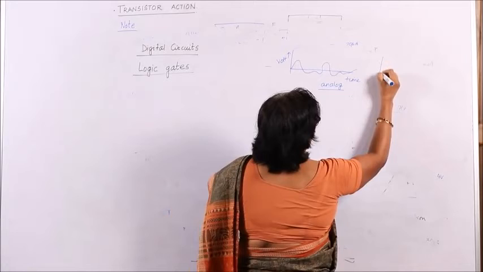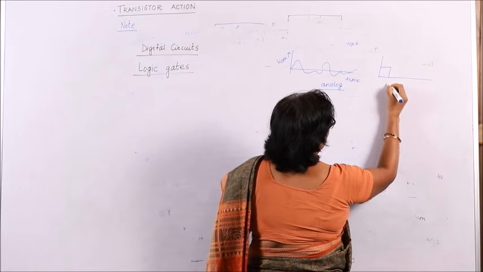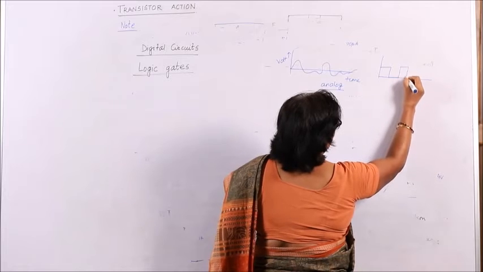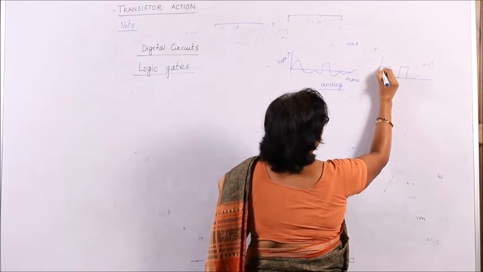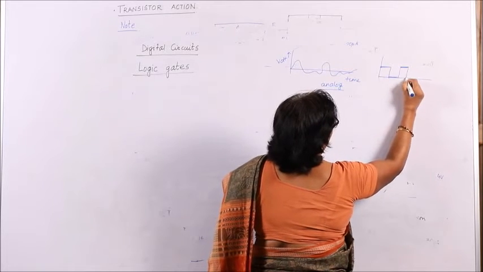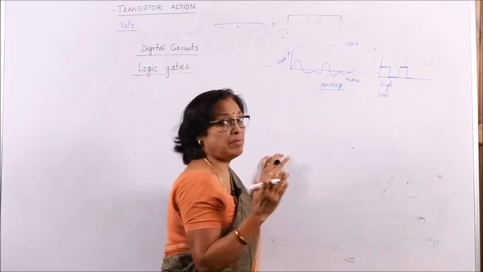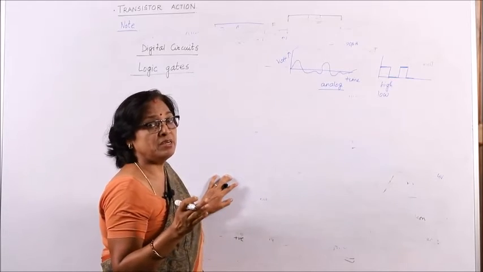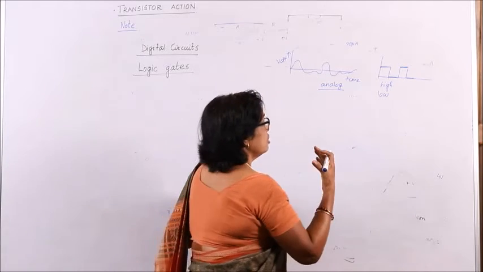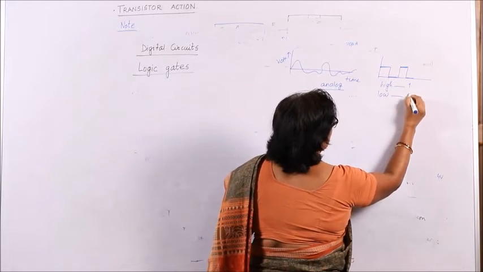Whereas, suppose the graph is like this, suddenly it remains maximum, comes to 0, then remains 0, then goes to maximum, then remains constant, then 0. That means it has only two states, either it is high or it is low. This high or low, there are only in this case two, it is a binary kind of thing, but digital circuits is not continuous. It is some sequence. In this case, high is given the value 1 and low is written as 0.